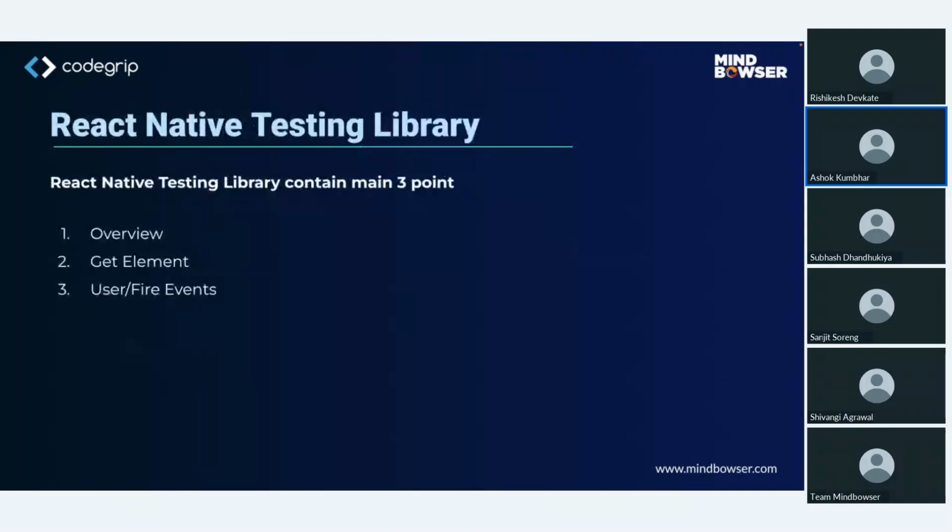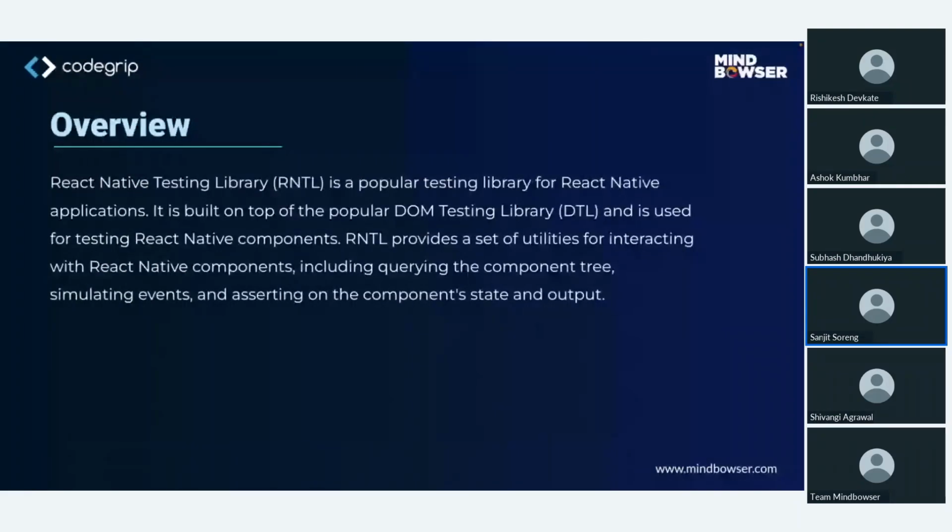Now we will be diving into the React Native Testing Library. React Native Testing Library is a very popular testing library for React Native applications. It is built on top of DOM testing library, and it is used for testing React Native components. It provides a set of utilities for interacting with React Native components, including querying the component tree, simulating events, and asserting on the component state and its output. So now Subhas will be giving a more elaborate explanation of what React Native Testing Library is.